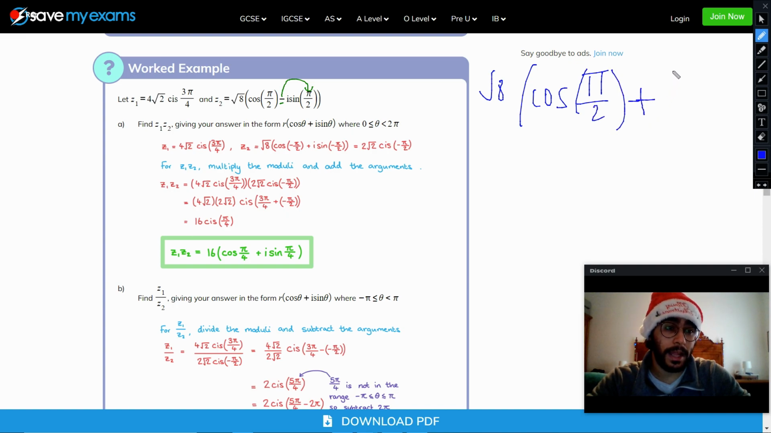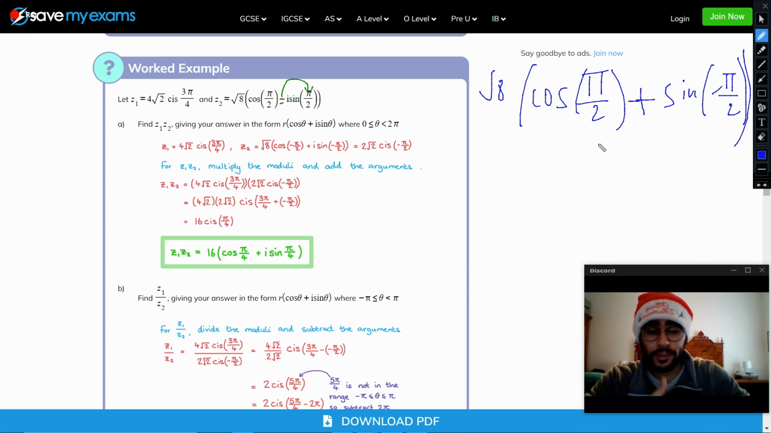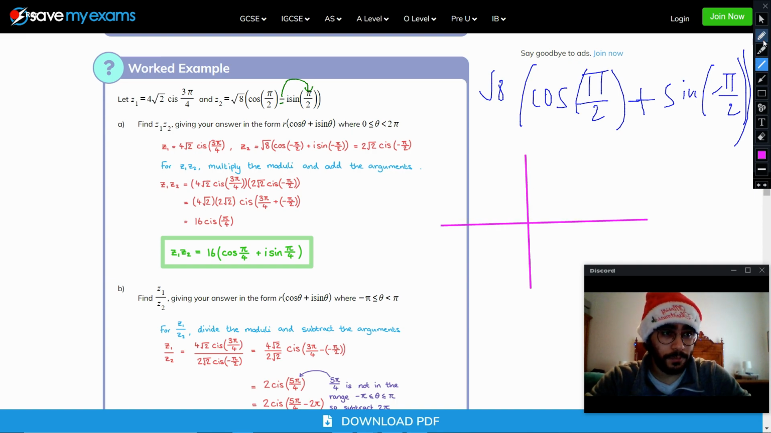Now we made it plus sine of minus pi divided by 2. This is still not a polar form, right? Because the angles are different. But cosine pi divided by 2 will be equal to the cosine minus pi divided by 2 by the same logic. So let's go back to the unit circle.